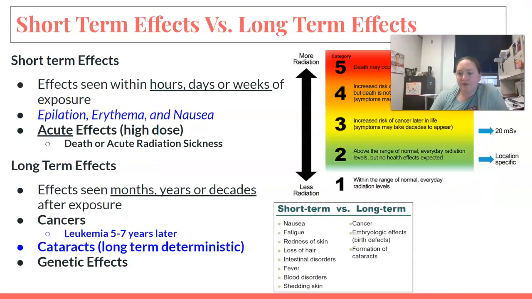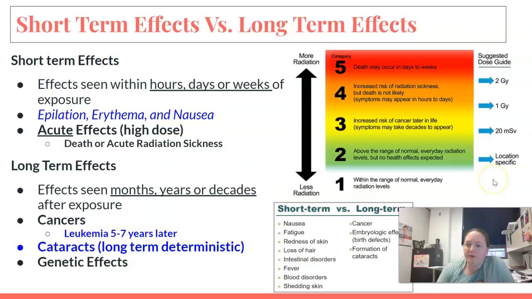Short-term versus long-term effects. So short-term effects, we're going to see fairly quickly. We're going to see them in hours, days, or weeks after exposure. Our main short-term effects will be epilation, erythema, nausea. Acute effects from a high dose are death or acute radiation sickness.